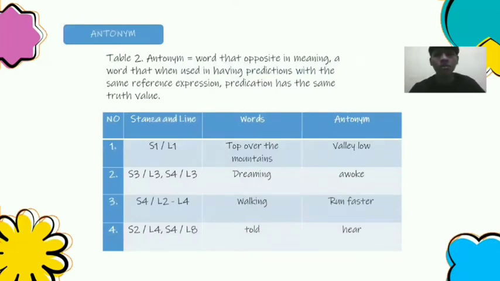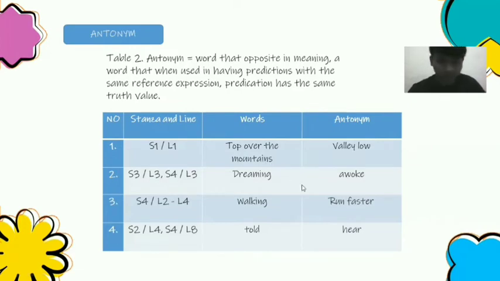Okay, here. Antonym is the word that is opposite in meaning. Like what I said before, antonym is basically the word that has opposite meaning with other words. So here in the song, I found there are 4 words that have antonym. So the first is top over the mountains. Not all the sentence here, but only the top. The word top here has an opposite meaning with the low here. You can find it in stanza 1, line 1. They are in the same line.